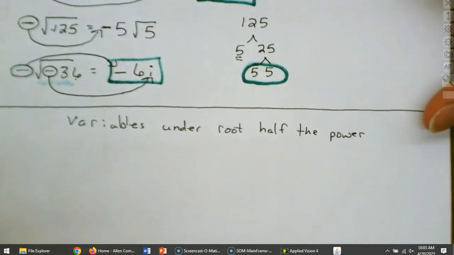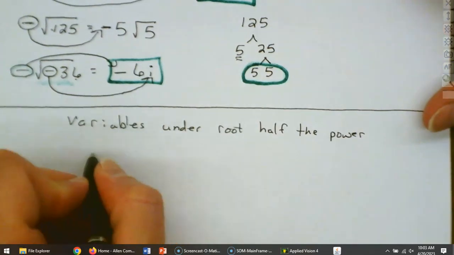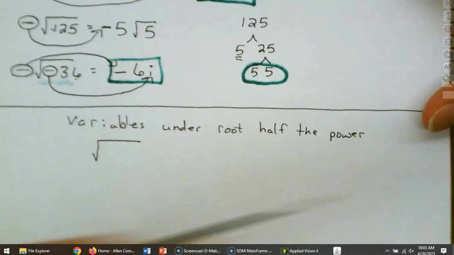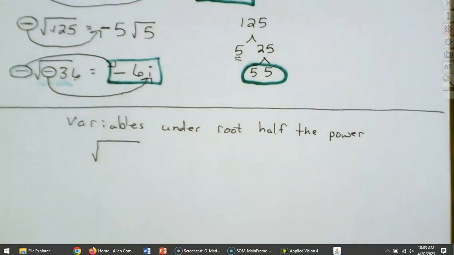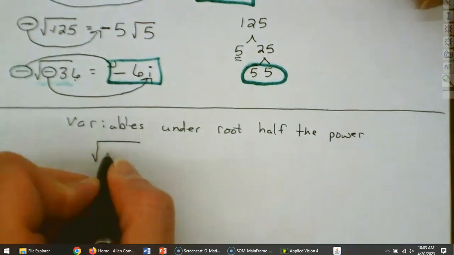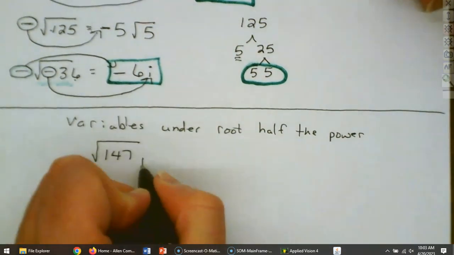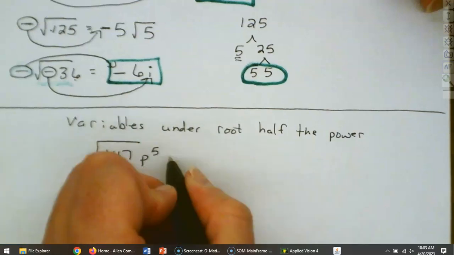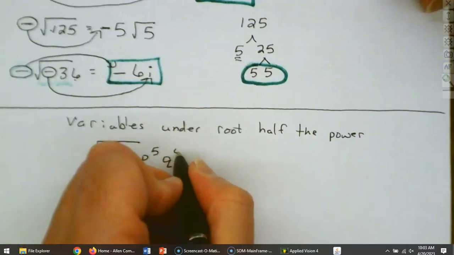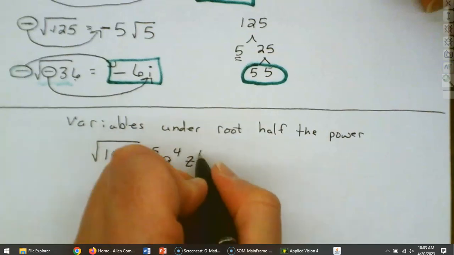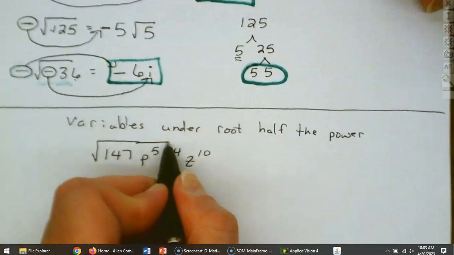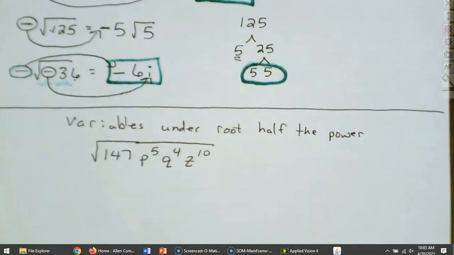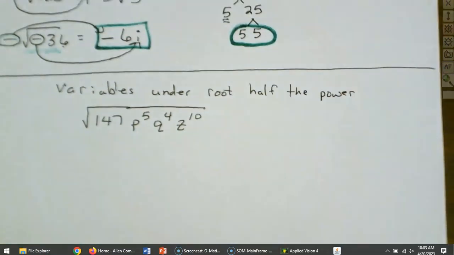So let's start off with numbers and variables put together. Let's try to break down the square root of, let's see, the square root of 147, p to the 5th, q to the 4th, z to the 10th power. So we're going to try to half these powers. And first thing we're going to work with is the number. So let's do that first.